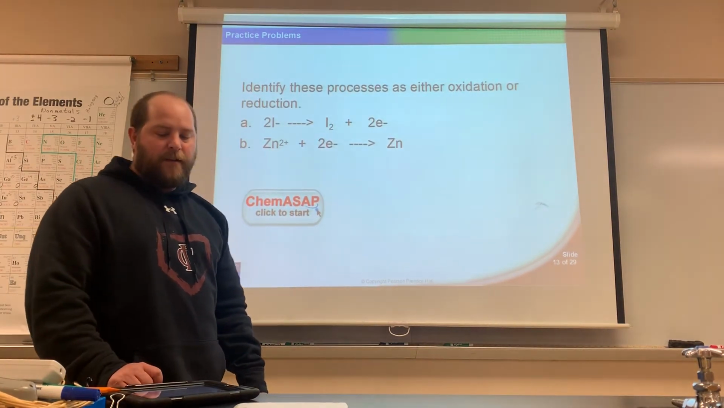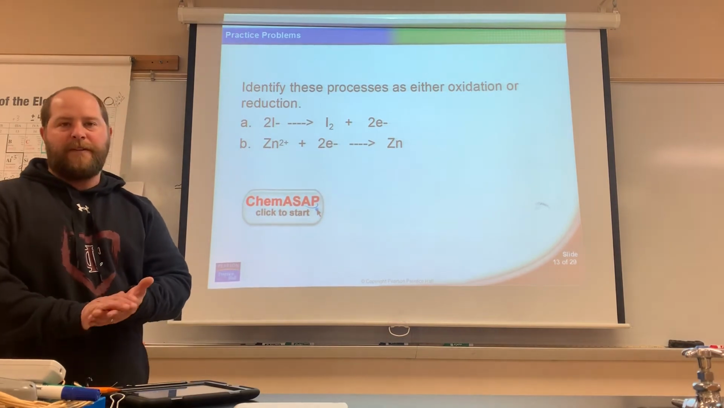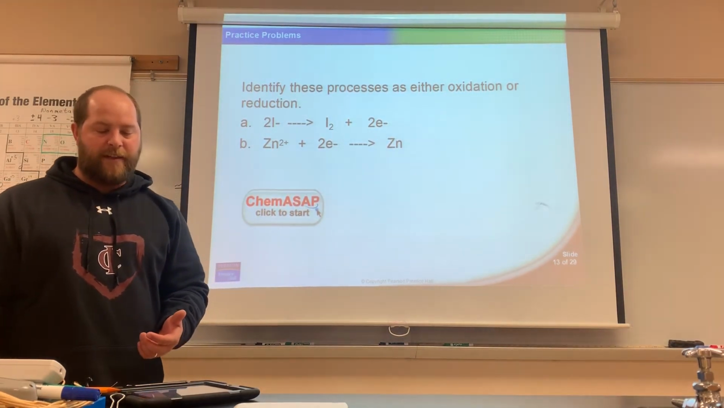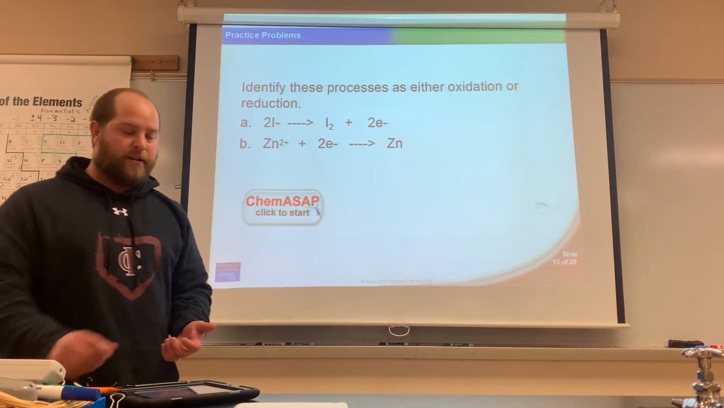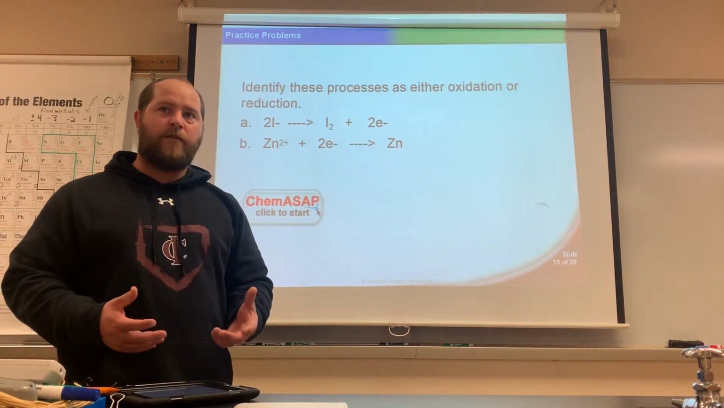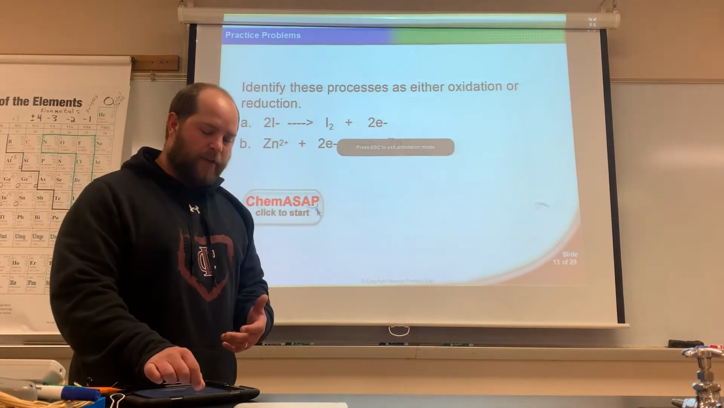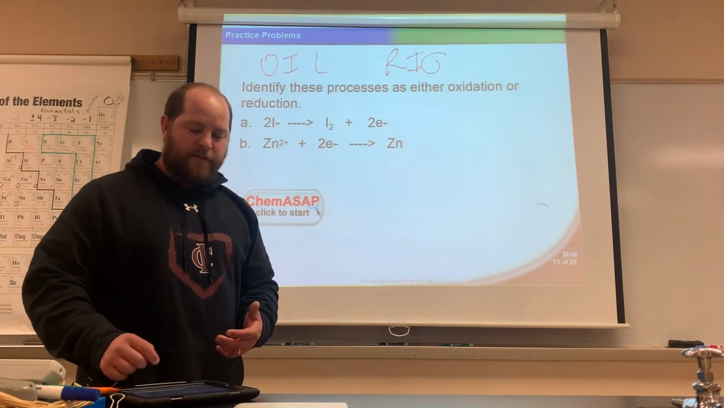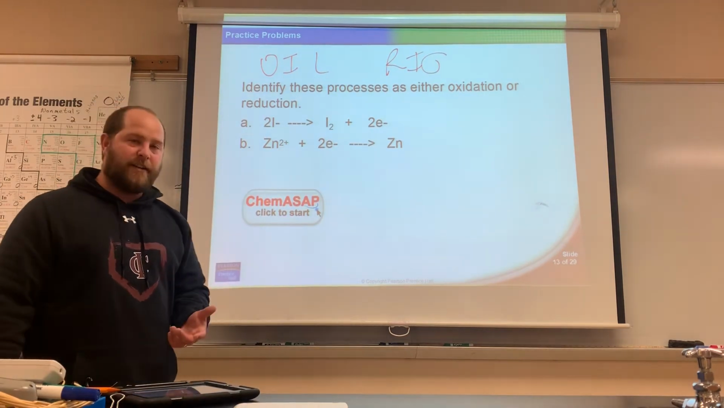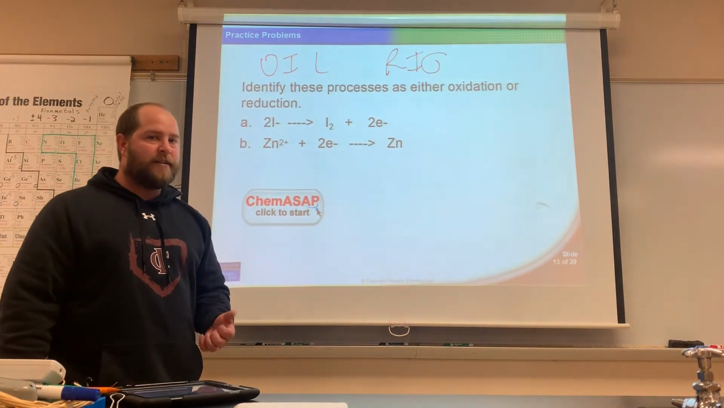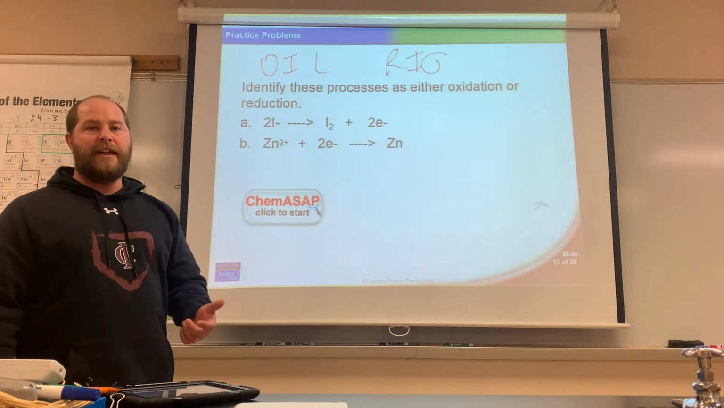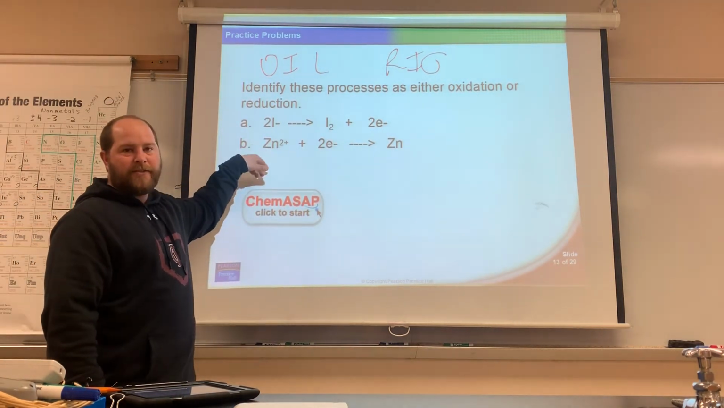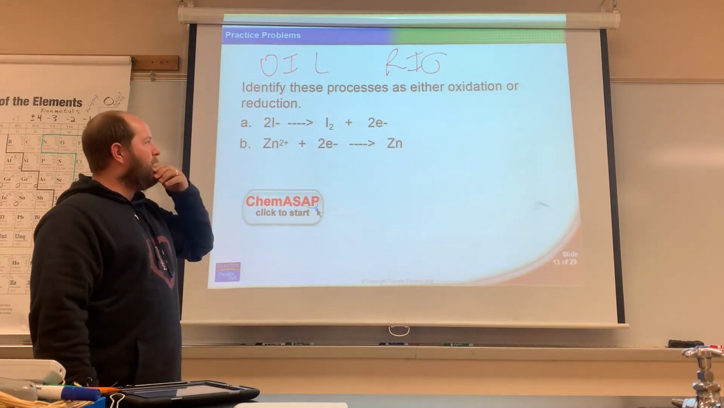Okay, so let's look at a different style problem that we can see in this chapter. It says identify these processes as either oxidation or reduction. So we know our mnemonic here is OIL RIG. Oxidation is the loss of electrons, and reduction is the gain in electrons. So these are showing the half reactions that I was telling you guys about earlier.